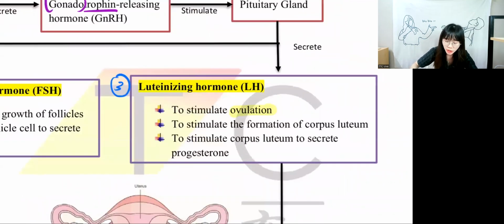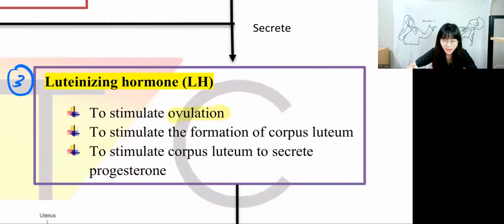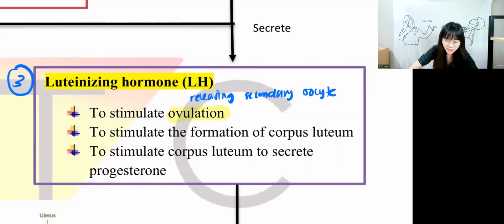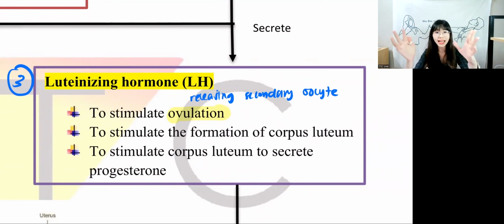What does ovulation mean? Ovulation is a process of releasing secondary oocytes, okay? I have a lot of students who ask me, teacher, what is the difference between secondary follicle and secondary oocytes? Okay, you can understand it this way, because they don't ask you to write the differences. Oocytes will never grow. It's like the egg yolk. Follicle is the outer layer, which is the eggshell.